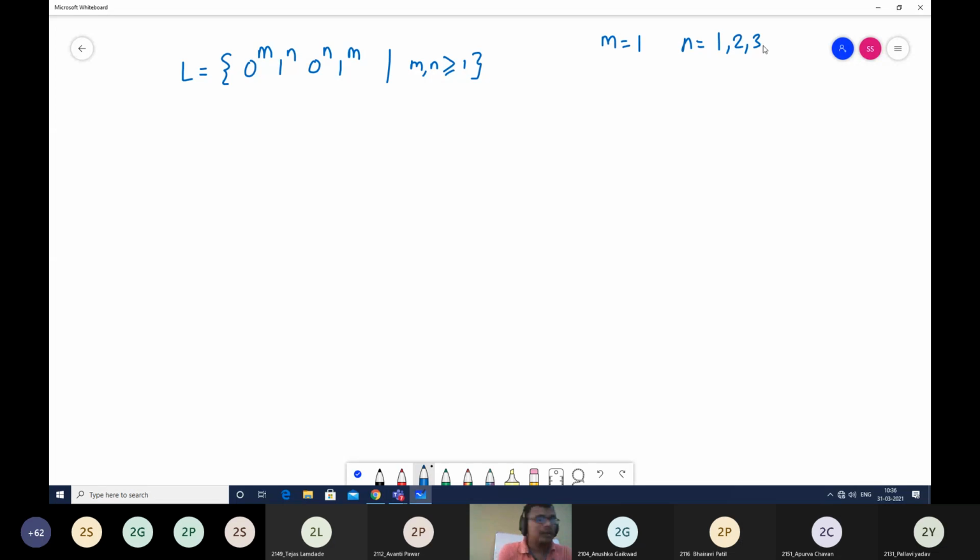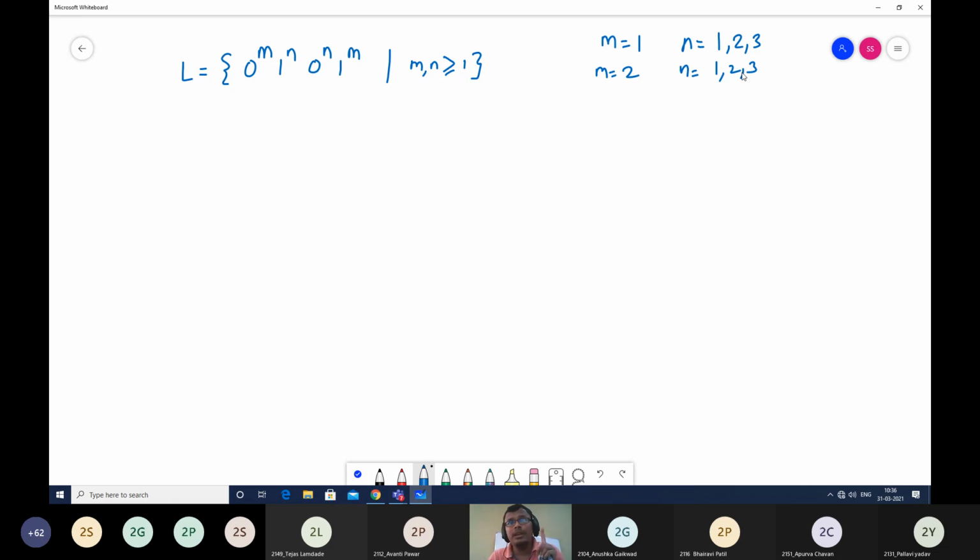Correct? Second, suppose my value of m is 2, what can be the values for n? Again, with m equal to 2, the value of n can be 1, 2 and 3. See, here it is not told that m is greater than n. Be careful in understanding this question. Here it is given that both m and n are greater than or equal to 1. But there is no relationship between m and n.